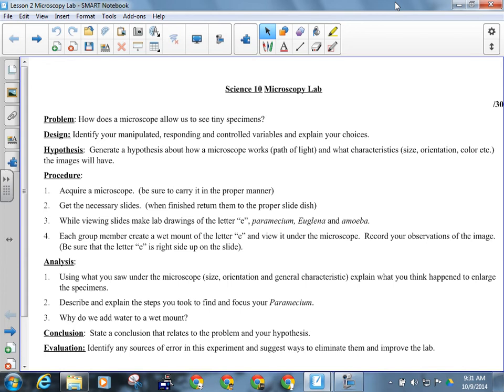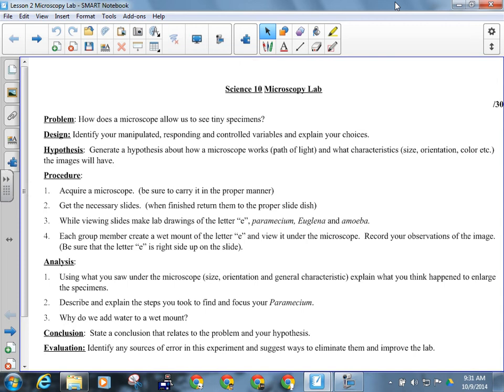We want to first identify our manipulator, responding, and control variables, and as always explain our choices. What we're doing here, guys, is that we are going to look at a few different specimens. We're going to look at a letter E that we cut out of a newspaper. I know that's not terribly exciting, but the purpose of looking at the letter E is we know how a letter E is supposed to look. And if it looks different through the microscope, that is, if it's not right side up, maybe it's turned somehow, then that helps us to figure out exactly what's going on with the light as it goes through the lenses. Everyone follow me?